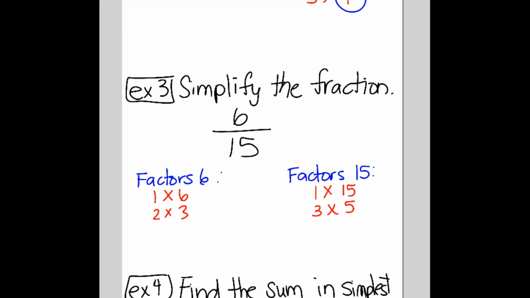What is the biggest number that we see on both sides? The biggest number that we see the same is the 3. So that means that we're going to be dividing by the 3.